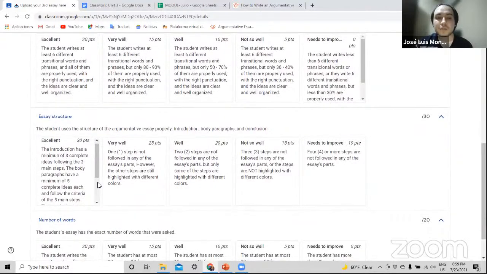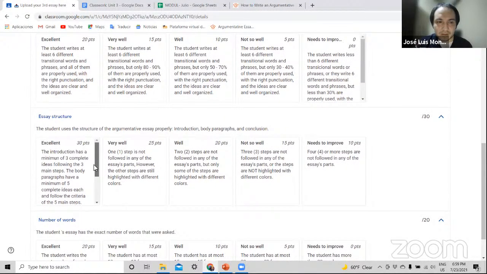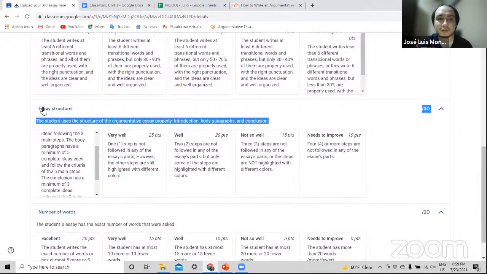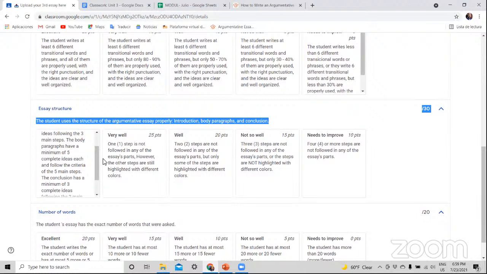And this is the new one. Please, I just want to read this with you, perhaps before you leave. Lourdes, can you read this part? Excellent. Or first, essay structure. Let's read this part, please, Lourdes. Okay, the student uses the structure of the argumentative essay properly. Introduction, body paragraphs, and conclusion. Good.